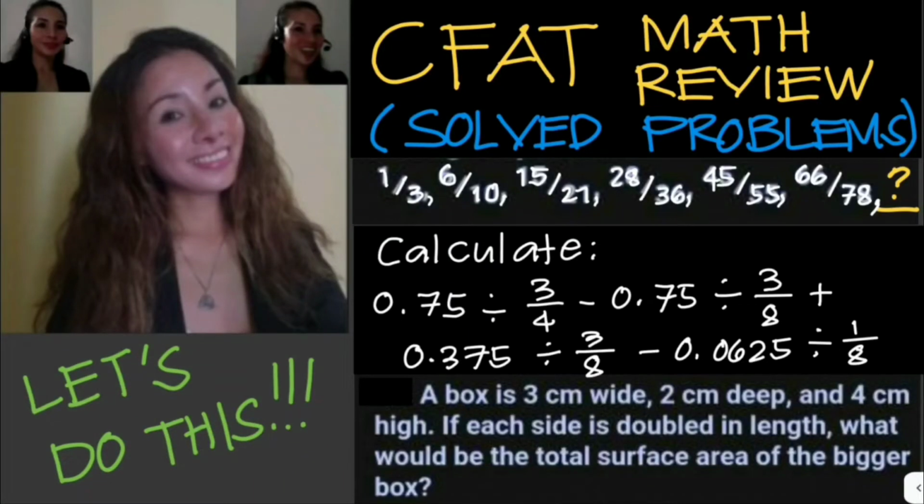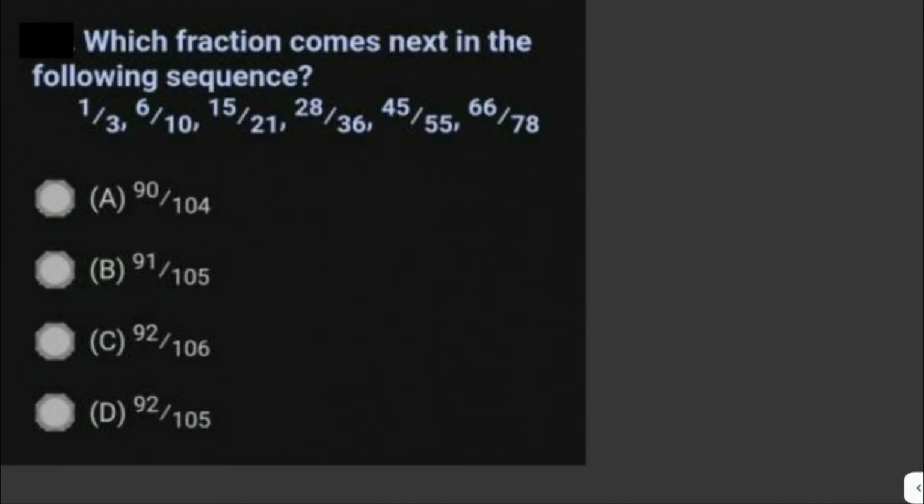Let's solve some problems here. Which fraction comes next in the following sequence? 1/3, 6 over 10, 15 over 21, 28 over 36, 45 over 55, and 66 over 78.